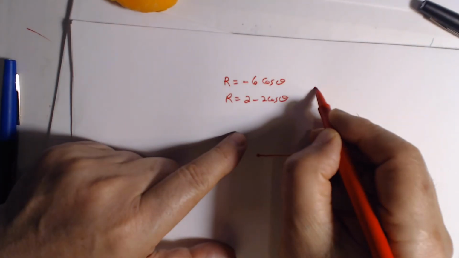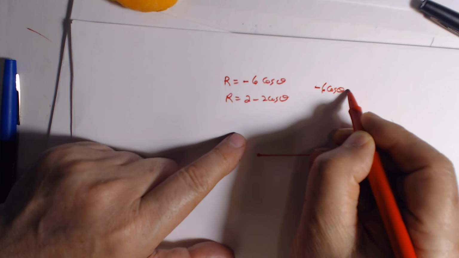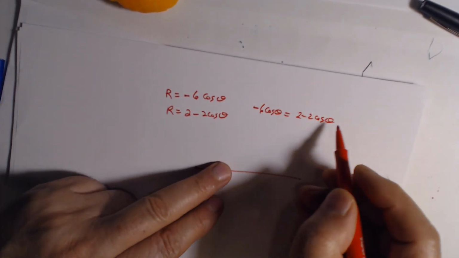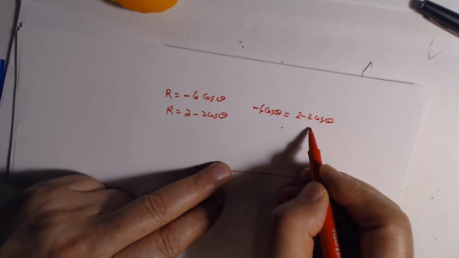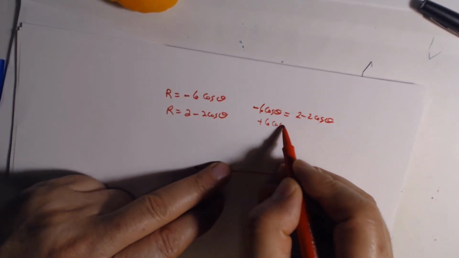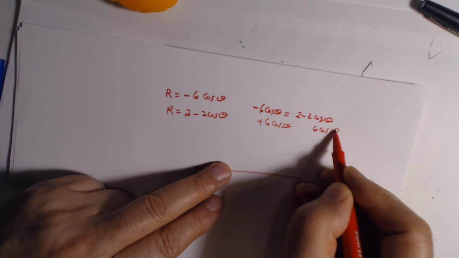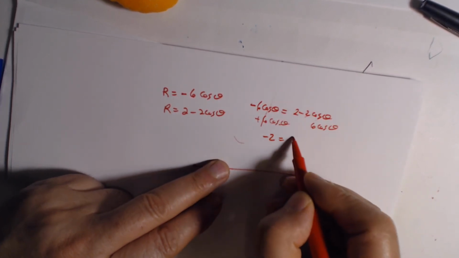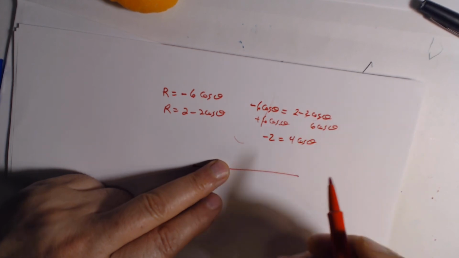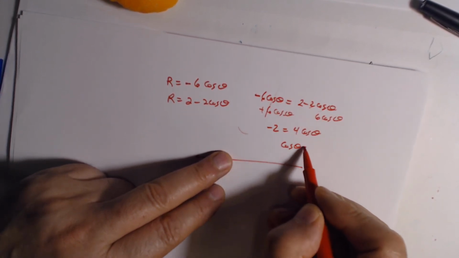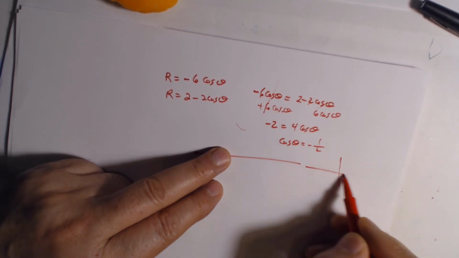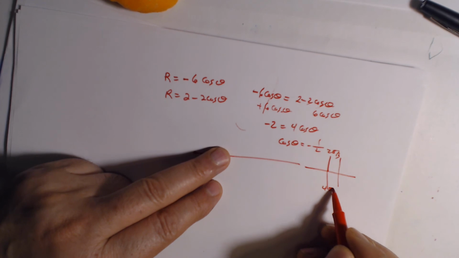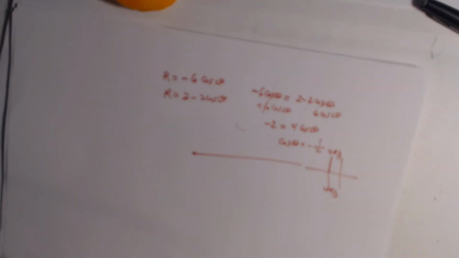Therefore, I have to say negative 6 cosine theta equal to 2 minus 2 cosine theta. And by moving the 6 cosine to the other side, it becomes positive. And then I'm going to bring the 2 to this side, and that becomes 4 cosine theta. Therefore, my cosine theta here is negative 1/2. Therefore, this is 2 pi over 3 and 4 pi over 3. That's the point of intersection.